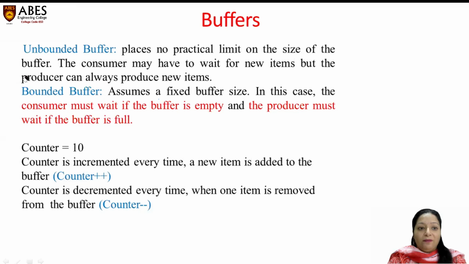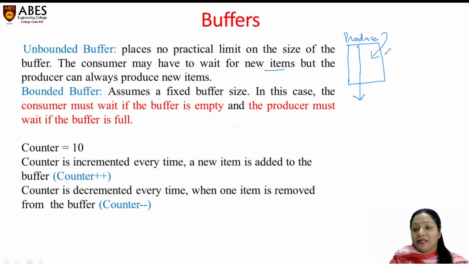Now, talking about the buffer, we have two kinds of buffer: bounded and unbounded buffer. So what do you mean by unbounded buffer? Unbounded buffer means there is no practical limit on the size of the buffer, right? The consumer may have to wait for new items, but the producer can always produce new items. The producer can always fill this buffer with new items, but the consumer can only consume when there is some item in this buffer.